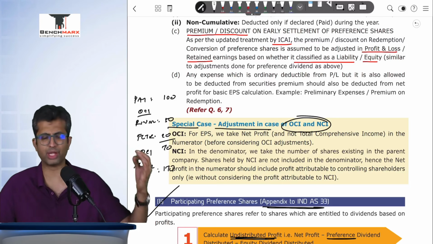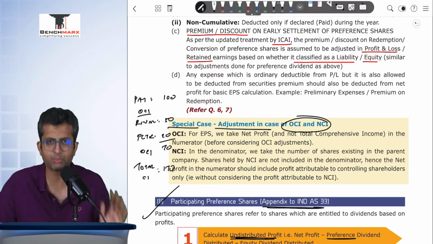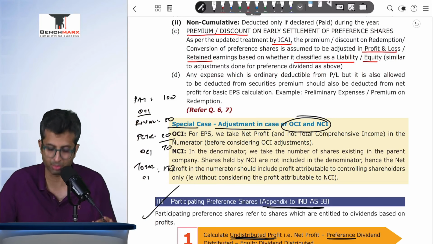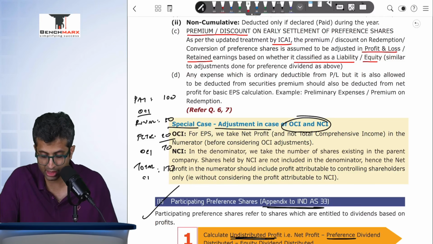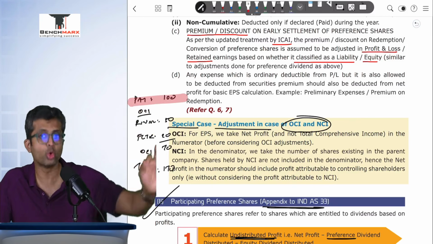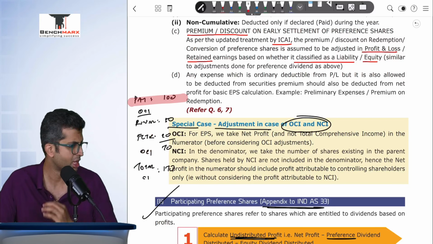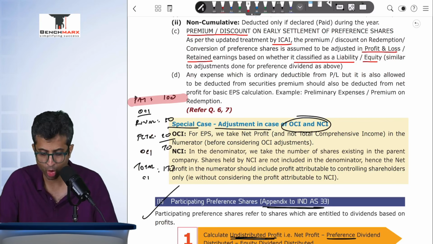Now, what do you guys think? Is your EPS based on total comprehensive income divided by number of shares, or is it based on profit divided by number of shares? Sir, profit, and hence this is before OCI, and hence you will take 100 as a base. Other comprehensive income items, though going in total comprehensive income, they will not impact your EPS calculation. Are we absolutely clear with this? Okay, so over here, as you can see, for EPS, we take the net profit and not total comprehensive income. That is before considering OCI.